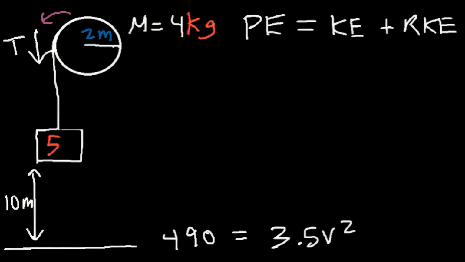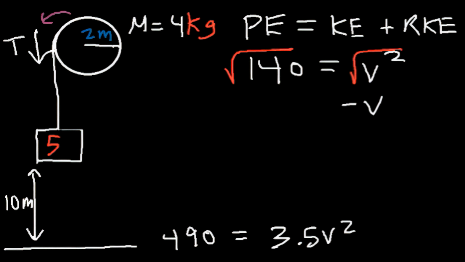Now let's divide both sides by 3.5. So 490 divided by 3.5 is 140, and that's equal to v squared. So let's take the square root of both sides. And so the tangential velocity is about 11.832 meters per second.